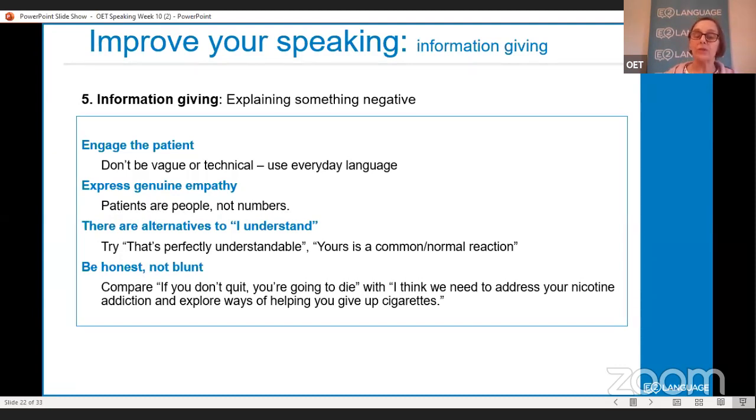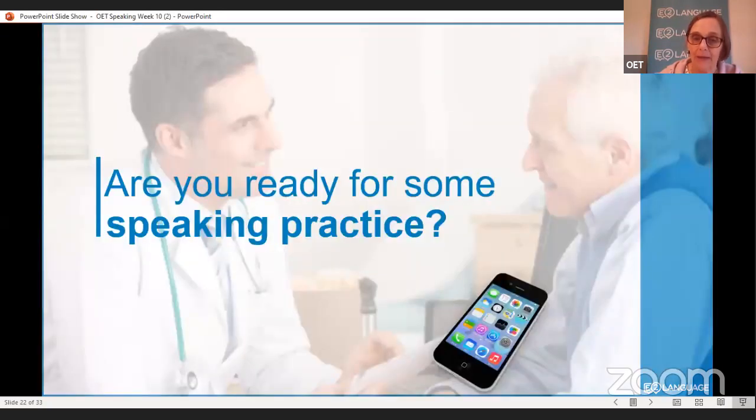If you don't quit smoking, I suppose, you're going to die. Okay, think with, I think we need to address your nicotine addiction, or your cigarette addiction, whatever, and explore ways of helping you give up cigarettes. Okay, you're probably wanting to say the top one, but you need to address it in a little bit of a different way. Now, it's just a couple of questions there.